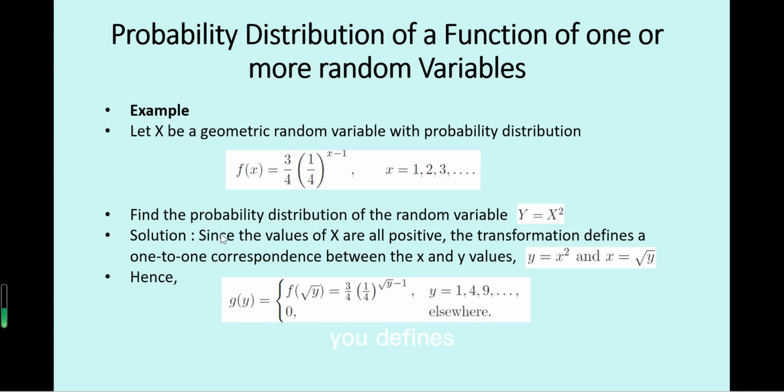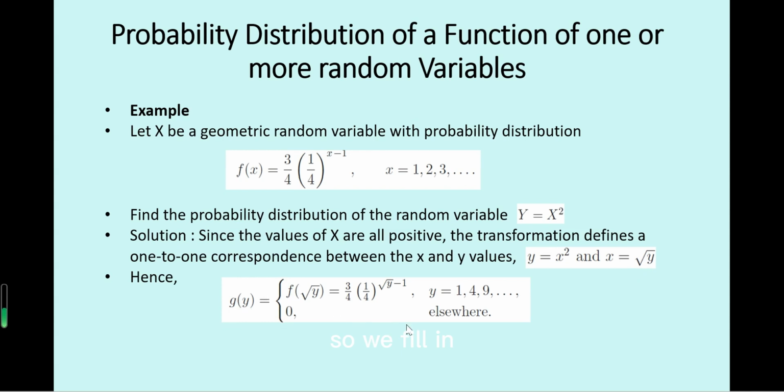The question is to find the probability distribution of the random variable Y, which is X squared. So the solution is: since the values of x are all positive, the transformation defines a one-to-one correspondence between the x and y values. One x has one y, and both are positive. From y = x squared, we get x equals the square root of y.